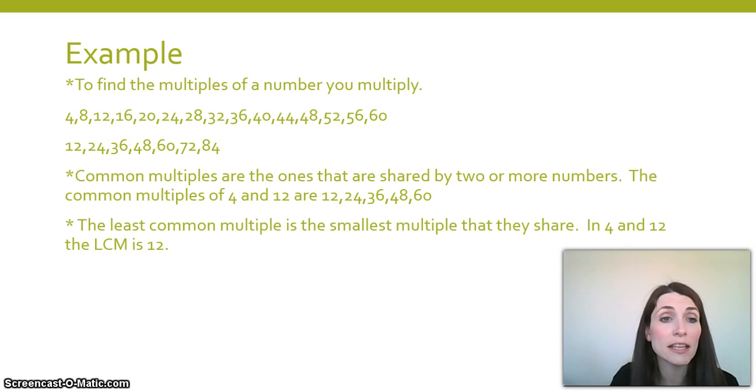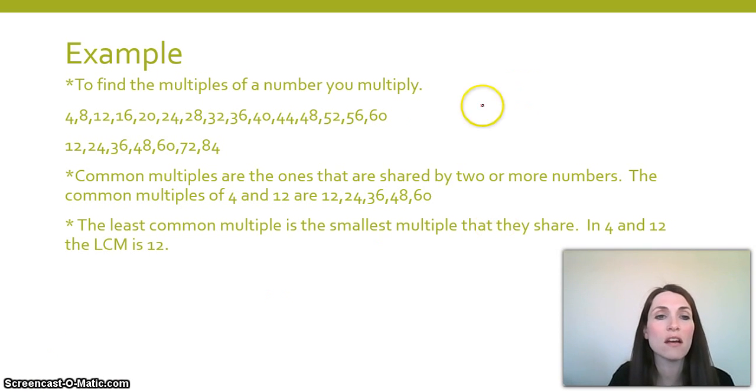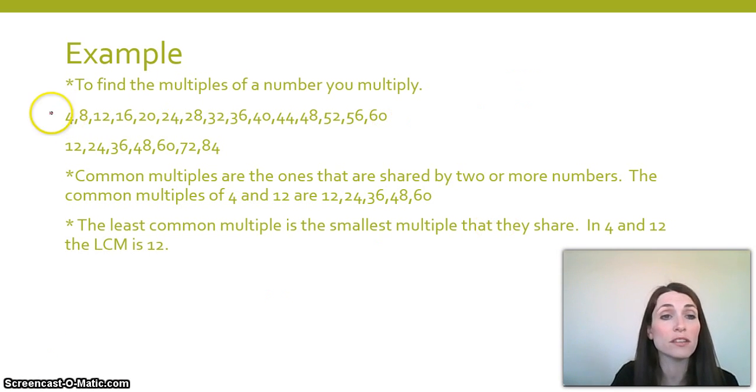So here when we look at this list, the first list are multiples of 4. We have 4, 8, 12, 16, 20, 24, 28, 32, 36, 40, 44, 48, 52, 56, and 60. Now, you might notice that these are all examples of our fours, right? When we multiply, our fact family: 4 times 1 is 4, 4 times 2 is 8, 4 times 3 is 12, and on and on. This is a list of multiples, and it could continue past 60 if we kept multiplying 4 times the next number.